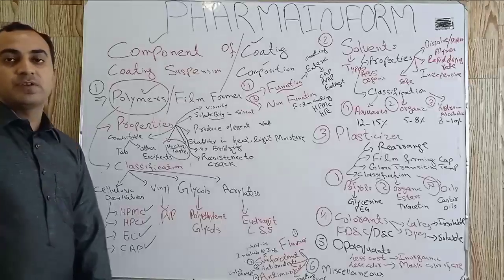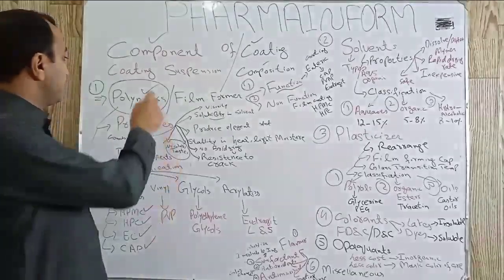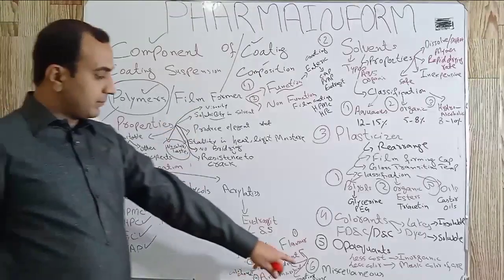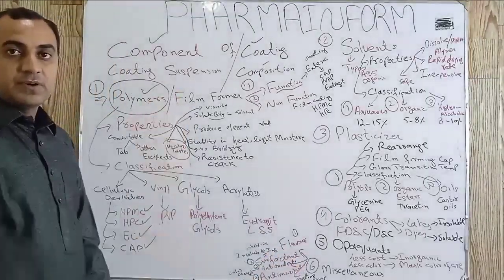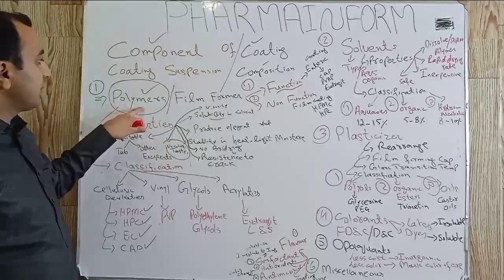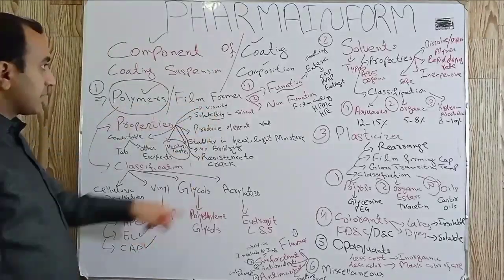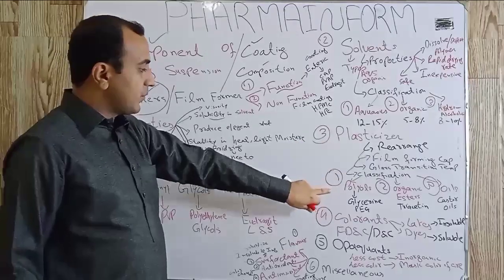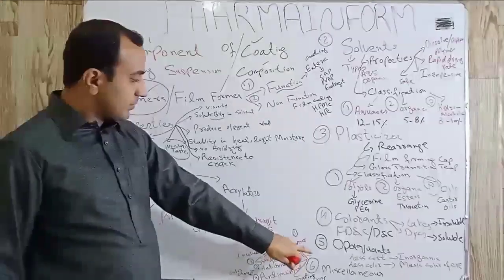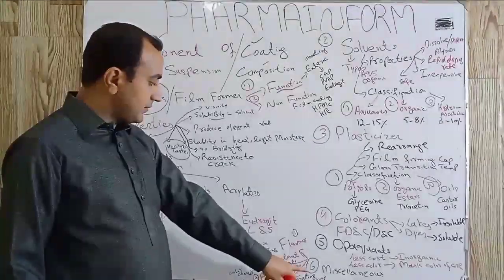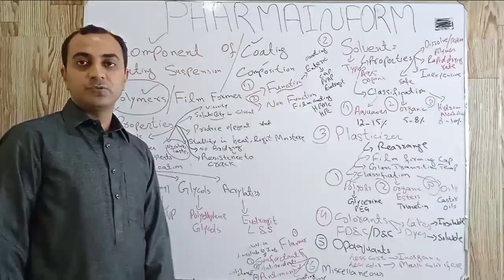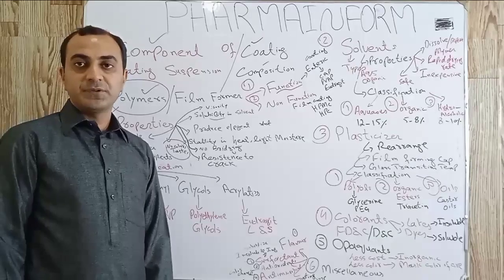The first component or first part of the coating suspension is polymer or film former. Basically, we have 6 components. We will discuss them one by one. First is polymer or film former. Second is solvents. Third is plasticizer. Fourth is colorants. Fifth is opacants. And sixth is miscellaneous. All these 6 components are used to prepare a coating suspension.